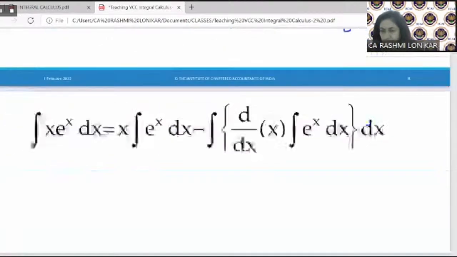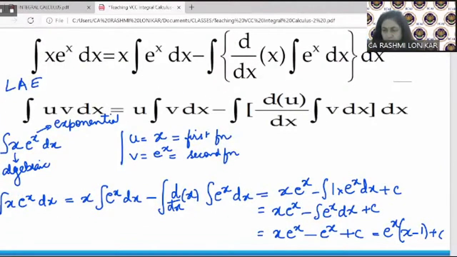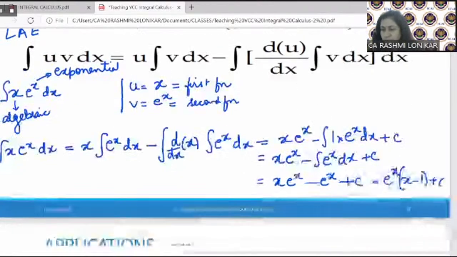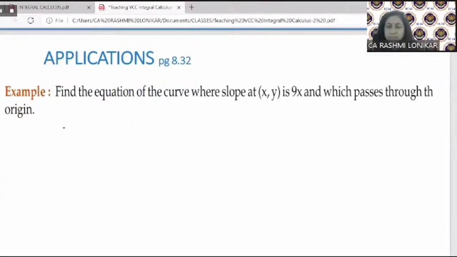So we have solved this problem over here. We'll be doing a few more problems, so don't worry. Then we even have this type of questions. Okay, we have questions on applications. So here they are saying find the equation of the curve. This question is on page 8.32. So find the equation of the curve whose slope at xy is 9x. Slope is, we have talked in differentiation chapter, right? At xy is 9x, which passes through the origin.